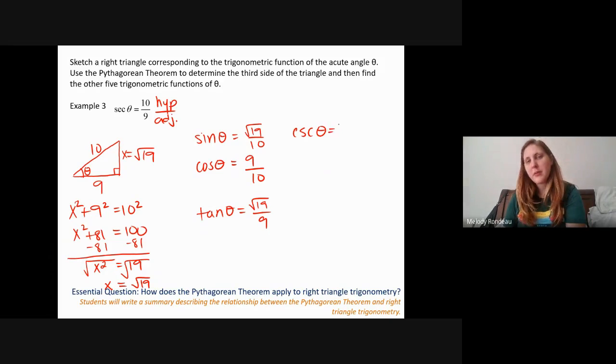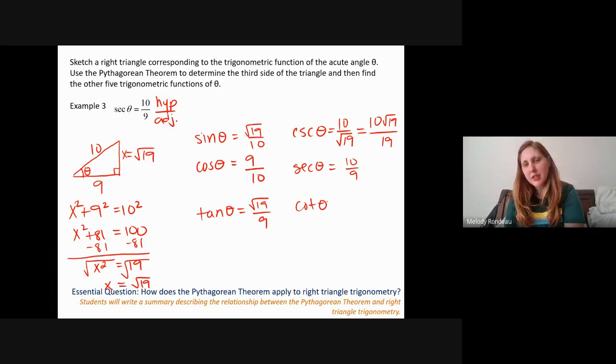Cosecant theta would be 10 over root 19. And I'm going to shortcut it this time. When I do the rationalization, it should be 10 root 19 over 19. All right, then I go to secant, which they already gave us. I'm just going to write it again because I just love to write things down. And cotangent, we have 9 over root 19. Again, doing a shortcut for my rationalization, 9 root 19 over 19.